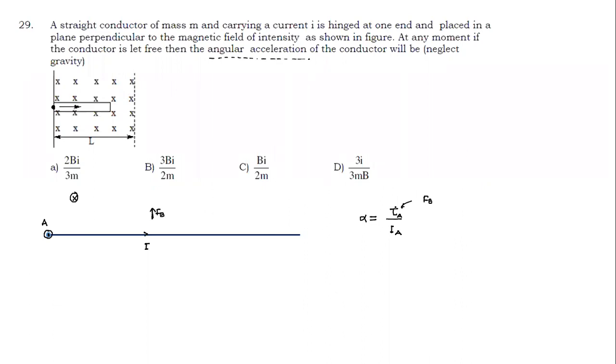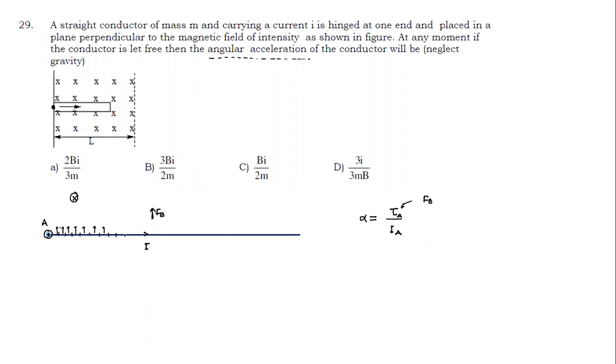Now, I have to calculate not the force but the torque. What is torque equal to? Force multiplied by its perpendicular distance from the axis of rotation. If I think of the rod as composed of several small elements, the force acts on all the small elements. So how should I take the torque? Some of you may easily take the torque as force into L by 2, but let's understand how we calculate it.